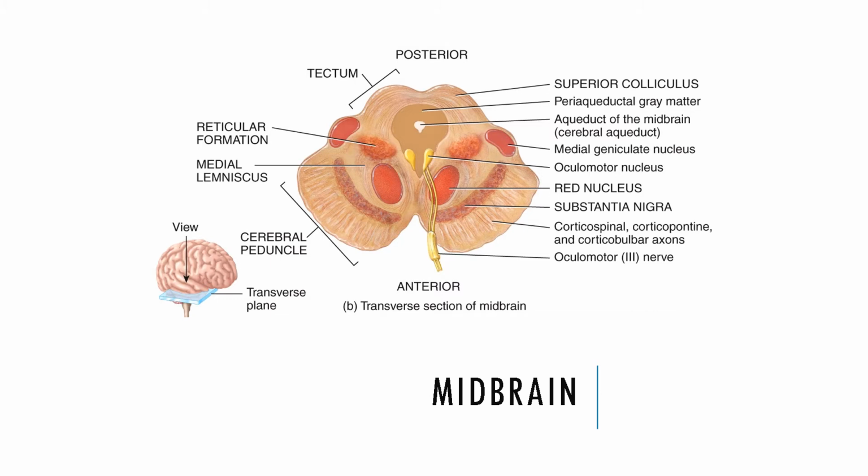Now, the midbrain contains several other nuclei, including the left and right substantia nigra, which are labeled here. So these are going to be large and darkly pigmented nuclei. You can see them here, here, and here. Now, neurons in this nuclei release dopamine to help control subconscious muscular activities. So dopamine is a hormone.